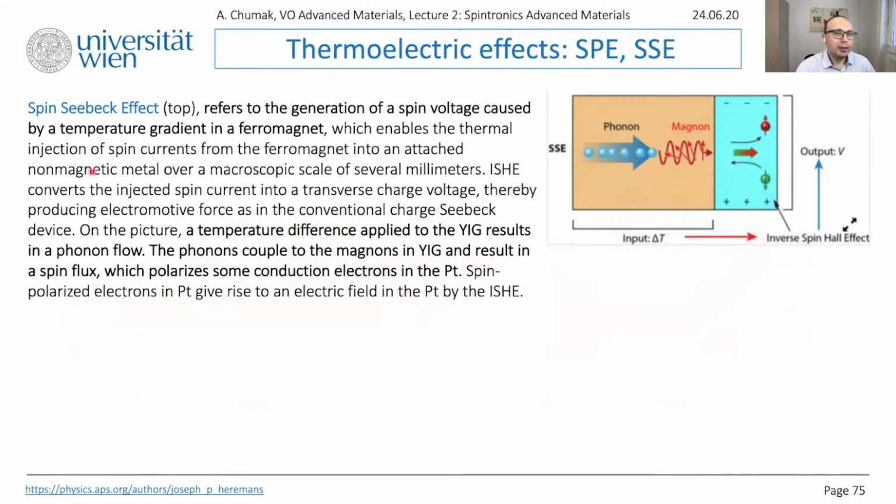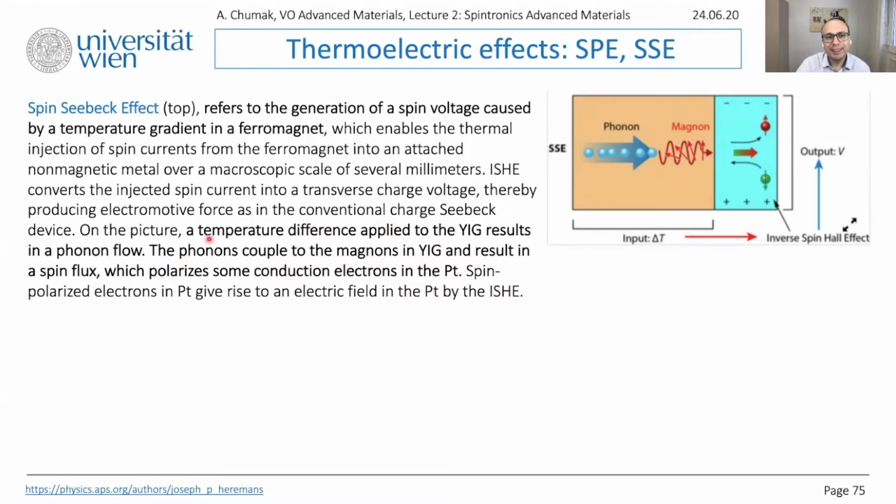So here you see the definition of the spin-Seebeck effect: the generation of spin voltage caused by a thermal gradient in a ferromagnet. And it's very interesting that although originally the spin-Seebeck effect was discovered for magnetic metals, pretty often people tested it with magnetic insulators, with yttrium iron garnet, and found that it also works. And in the case of a magnetic insulator, one explains it in terms of phonons.